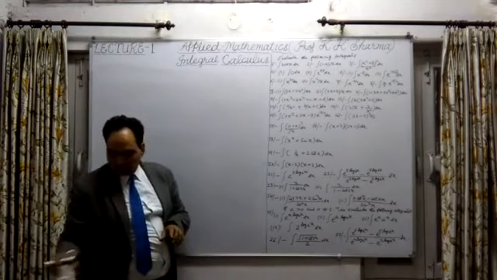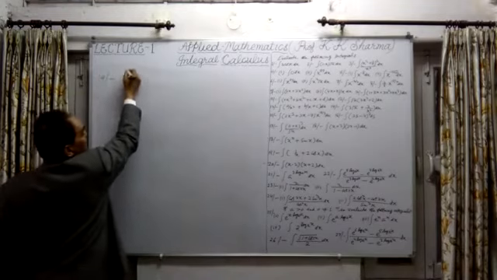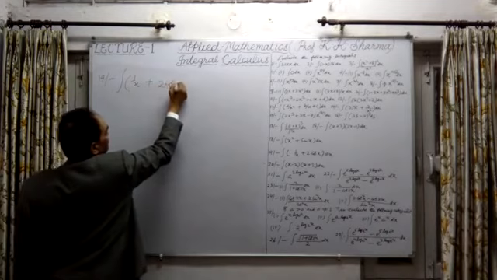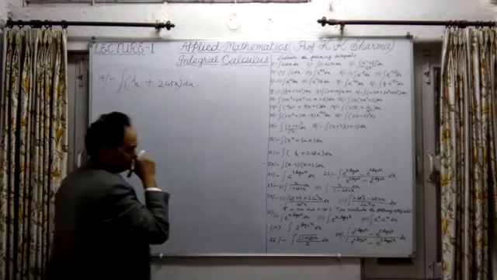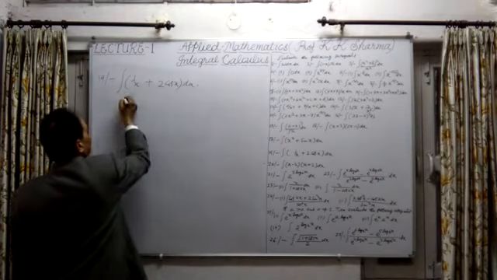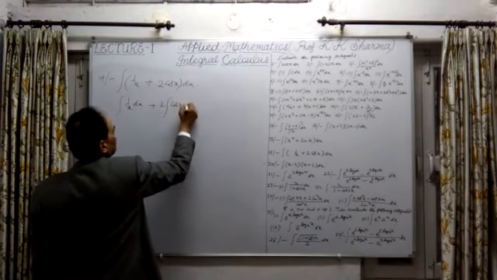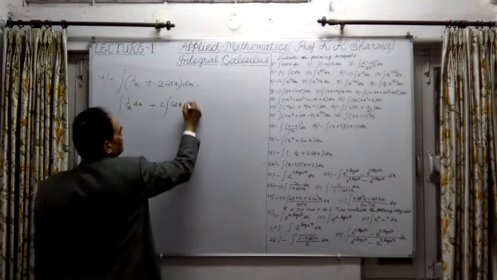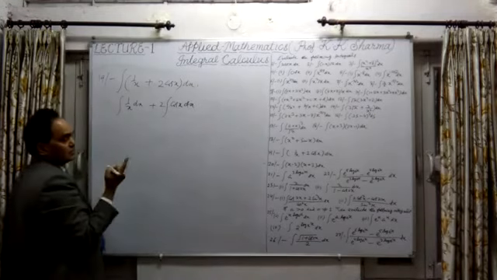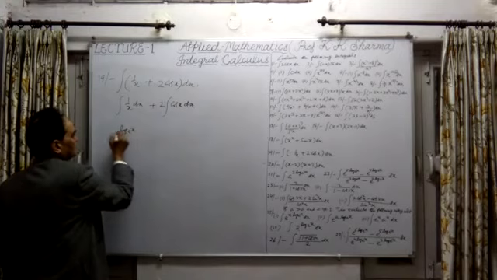Now let me take the 19th question and onwards. So question number 19 here. What does it say? The integration of 1 upon x plus 2 into cos x dx. Okay, so this is what we have to integrate. Now let me write them separately. This is 1 upon x into dx plus 2 into the integration of cos x into dx. It will be positive. Cos x integration is sin x. Now for 1 upon x integration, we know that the differential of log x is 1 upon x. So the integration of 1 upon x is log of x to the base e.